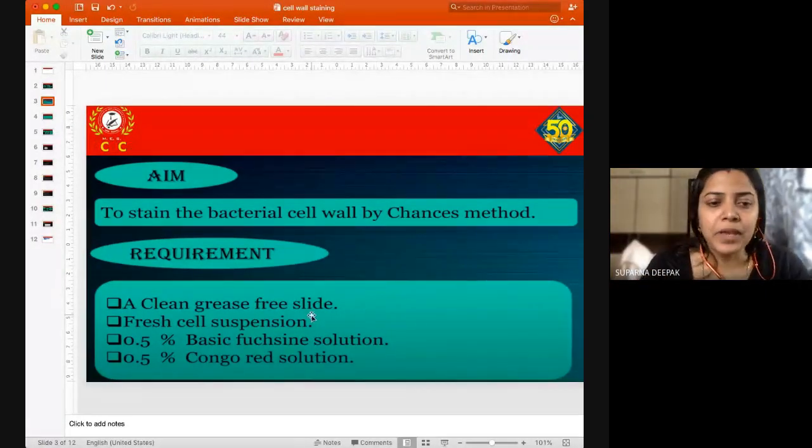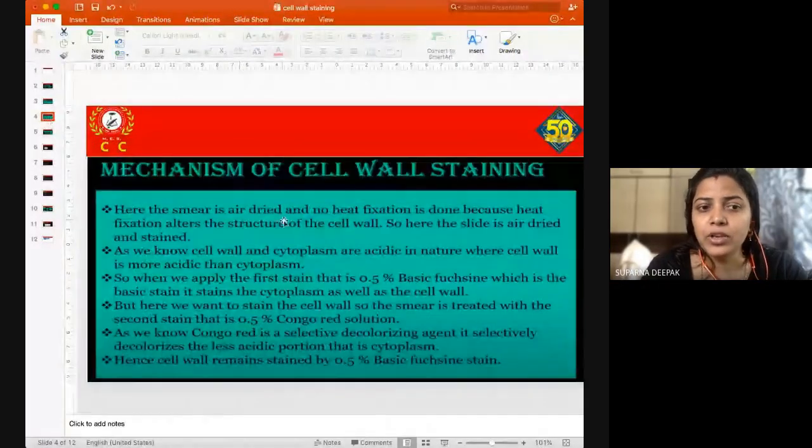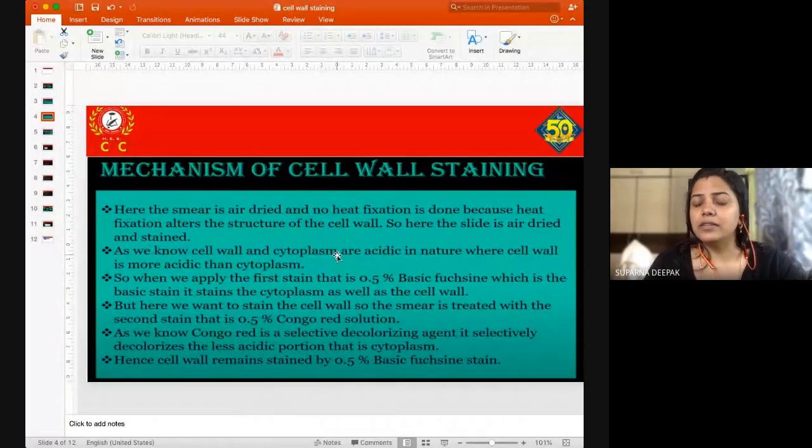Great. So next, what we require is 0.5% basic fuchsin solution, which is a dye, and 0.5% Congo red solution, which is another dye. Okay, so let us see the mechanism or the principle of cell wall staining.